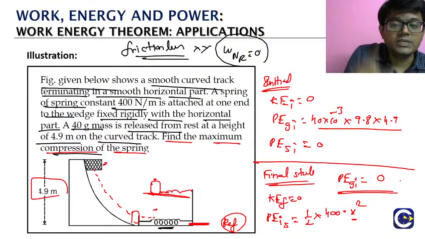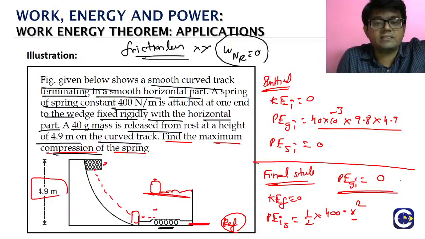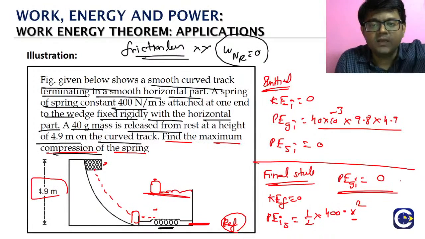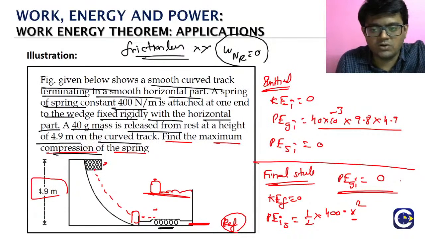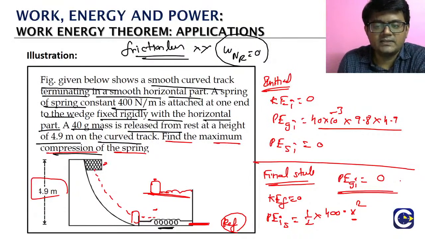Understood? So the initial state is the state where we are just releasing the block from the top. So what? The block will have gravitational potential energy, and the kinetic energy of the block is 0. Below there is a spring, and the potential energy of the spring is 0 initially. So when we release from there, the block will keep coming down along the curved surface, and it will hit the spring.